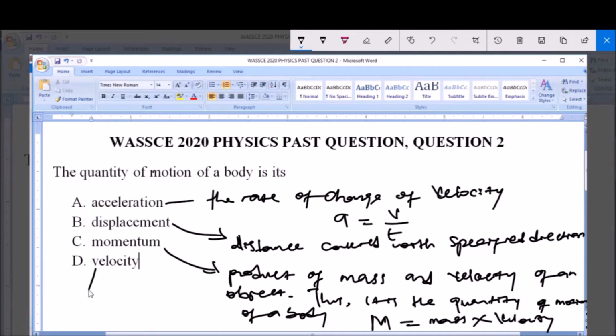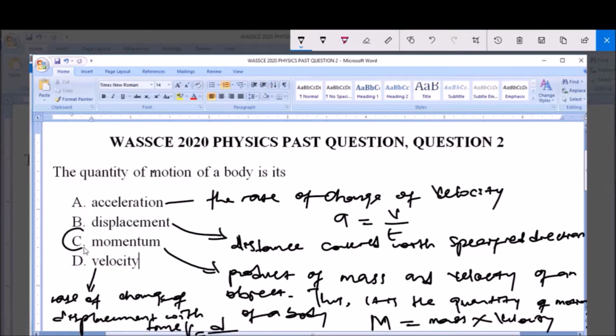Now this is velocity. Velocity simply means the rate of change of distance with time, or rather the rate of change of displacement with time. That means velocity v is equal to displacement over time. So the answer to this question is option C, momentum. That is the quantity of motion of a body, which is given as the product of mass and the velocity of that body.